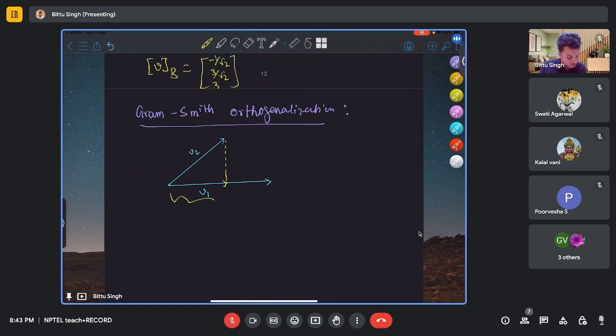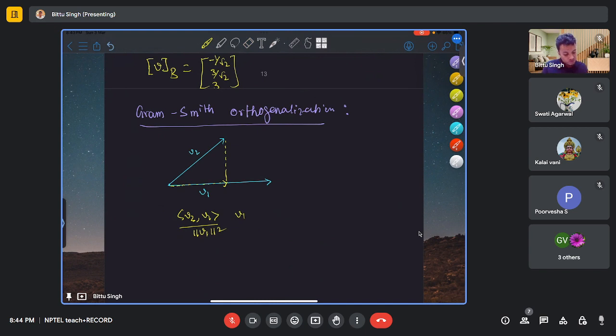The projection vector is given by the inner product of v2 with v1. We need to divide by the norm of v1 because we want to project v2 onto v1. But now the direction is given by the unit vector, v1 divided by the norm of v1. So this will be the projection.